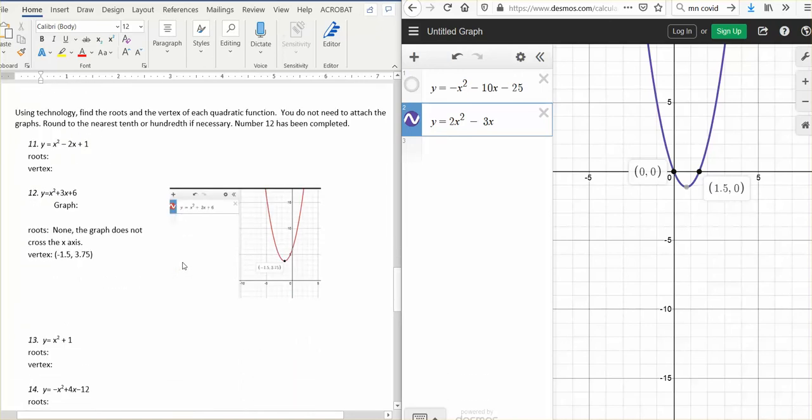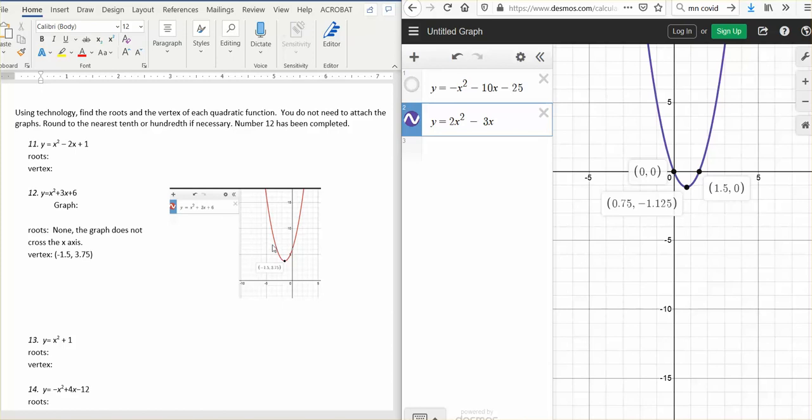Okay, in the next section, you're also going to find the roots. You're going to find the roots again and the vertex, and you don't have to attach your graph. So this is not one from this section, but if I were to find the vertex, this is the vertex, and you would type in that exactly, even though, yes, it does have decimal numbers. There's nothing wrong with typing those in. So don't round those, just type in exactly what you get for the vertex.